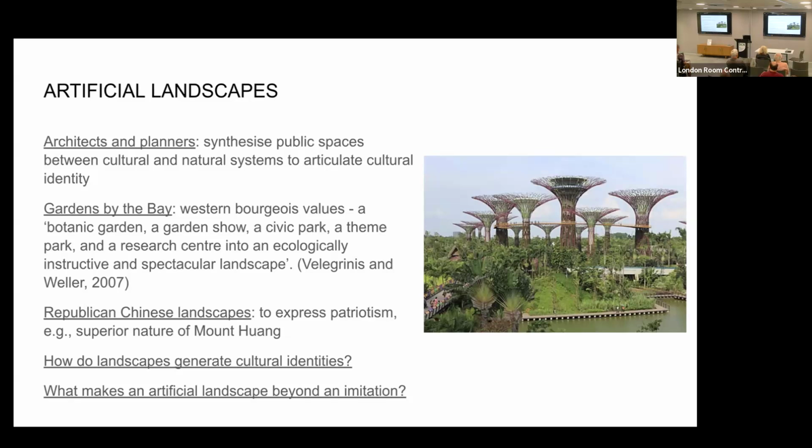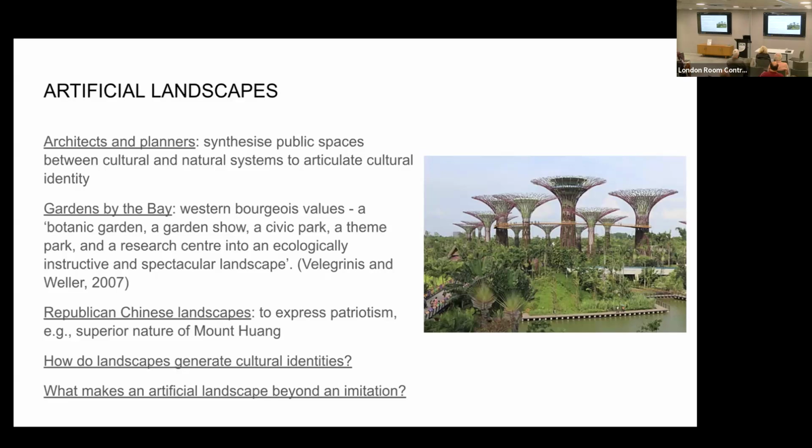One prominent example of artificial landscape is the Gardens by the Bay project in Singapore, and it celebrates the Western bourgeois value by introducing a botanic garden, a garden show, a civic park, a theme park, and a research center to ecologically instructive and speculative landscapes. So they situated these projects, the Gardens by the Bay, in the city center of Singapore.